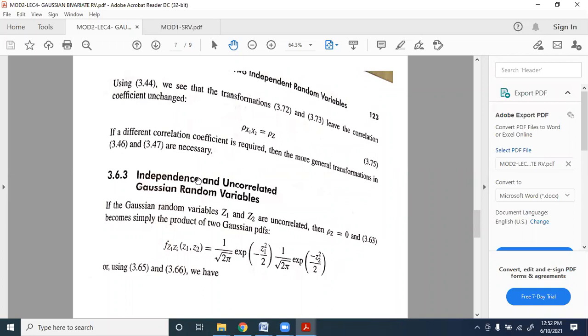Now we can go to the next topic, which corresponds to independent and uncorrelated Gaussian random variables.